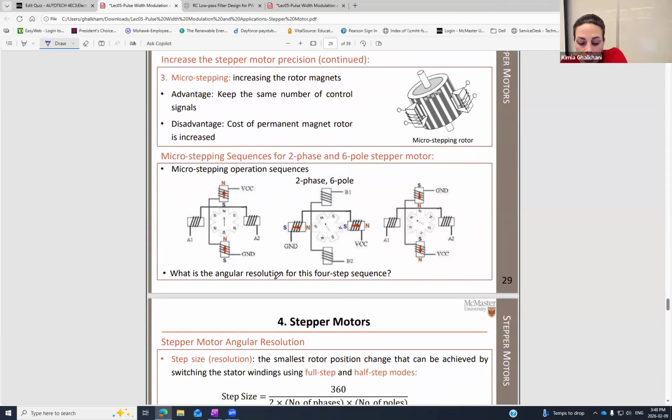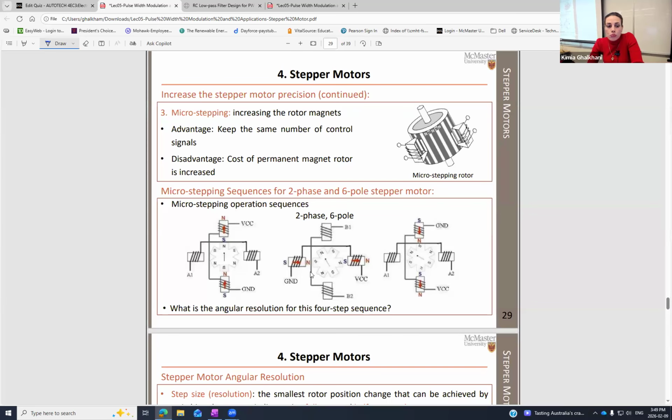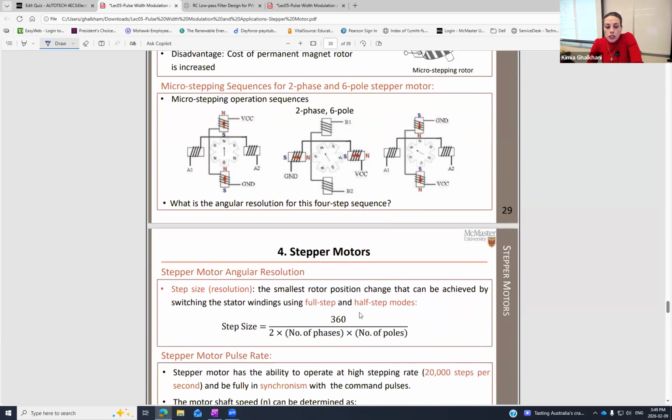In order to increase that accuracy, we can use, for example, a half step. So the step angle for a given stepper motor geometry is cut in half. You can see it here. One of the methods is micro stepping, or you can just divide it by half in order to look at the angular resolution and increase the accuracy. That's one method.